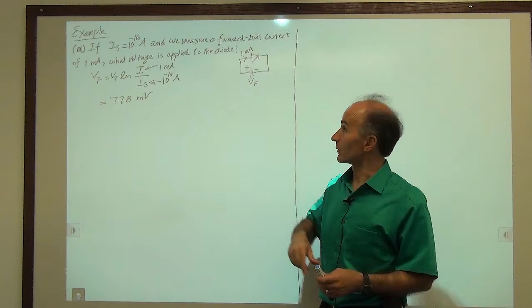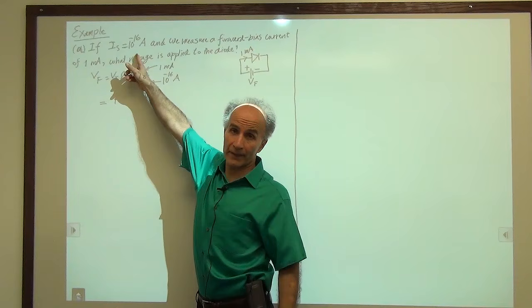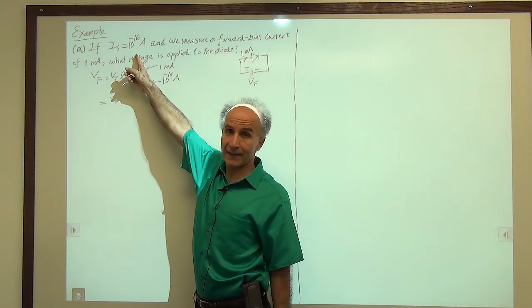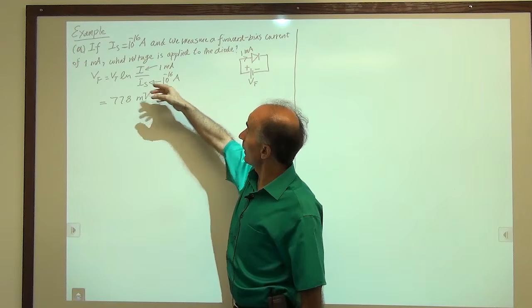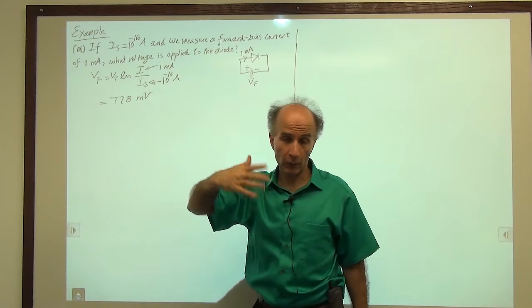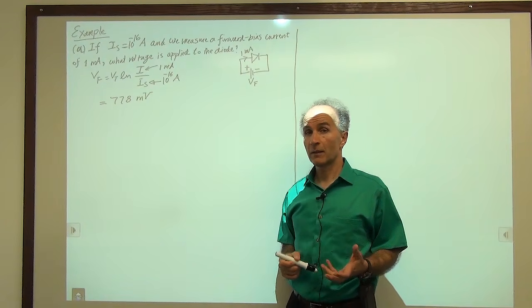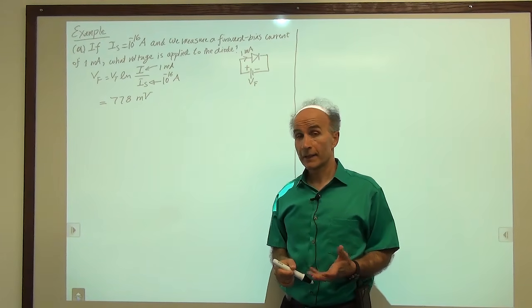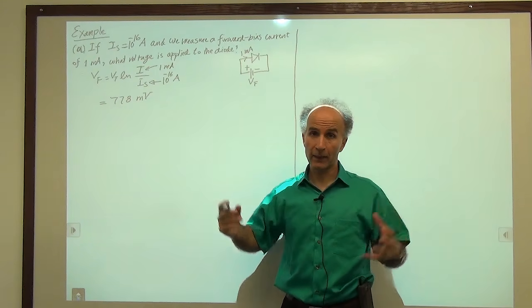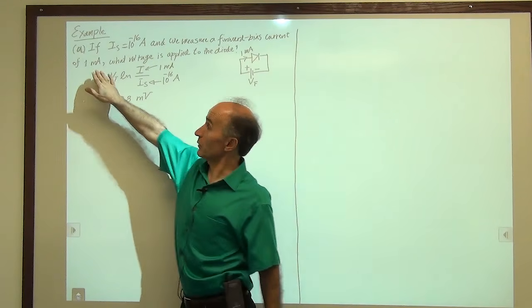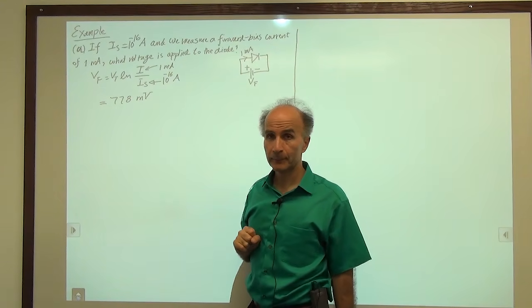These are typical values, 10 to the minus 16 or minus 17 amperes for Is of a diode, and a forward bias current of 1 milliamp. These are typical values that we see in most electronic devices, except when you go to, for example, high power applications where these currents are much, much larger than 1 milliamp.